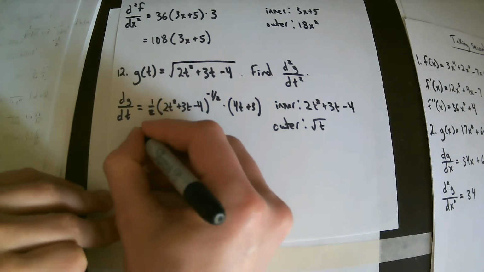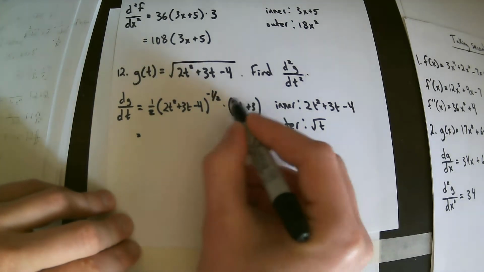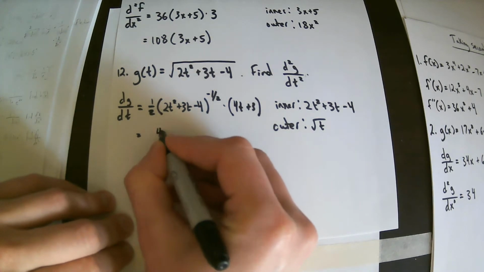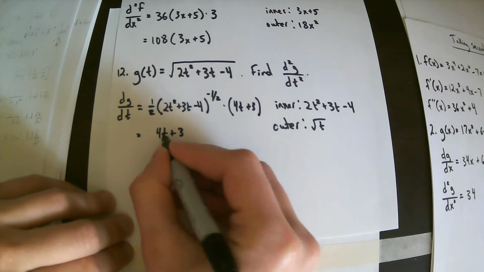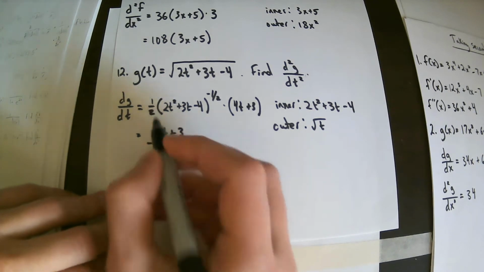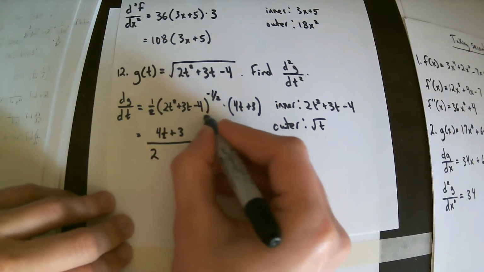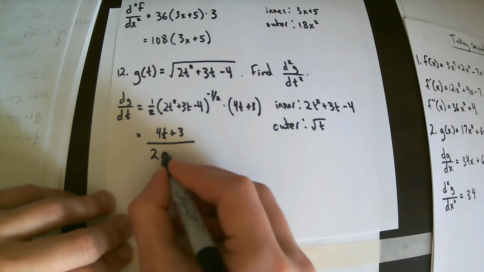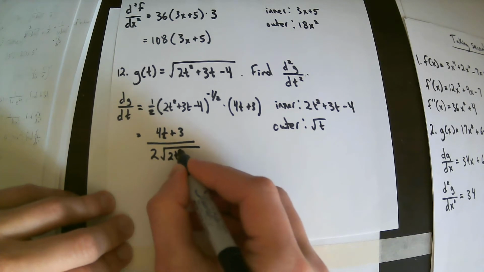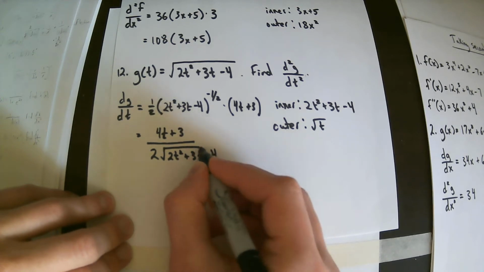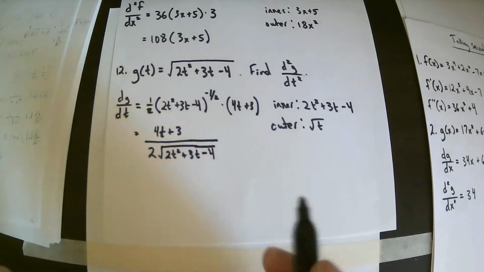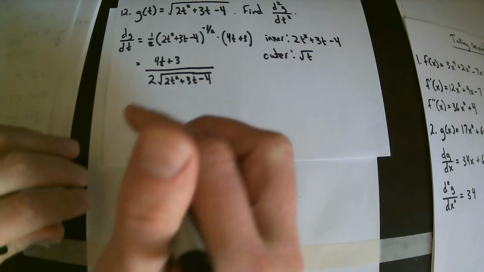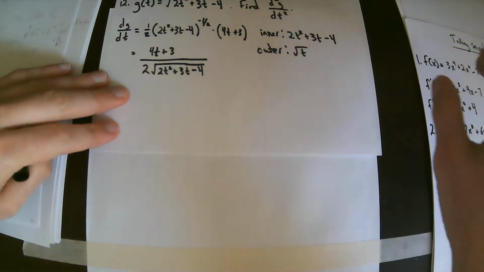Okay, this needs to be cleaned up a little bit. We've got a fraction going on here. In the numerator is 4t plus 3, over, in the denominator, that 2, and this is in the denominator as well under a square root: 2t squared plus 3t minus 4. There we go. Well, that's the first derivative. So now, oh goodness, okay, I'm going to need more paper.